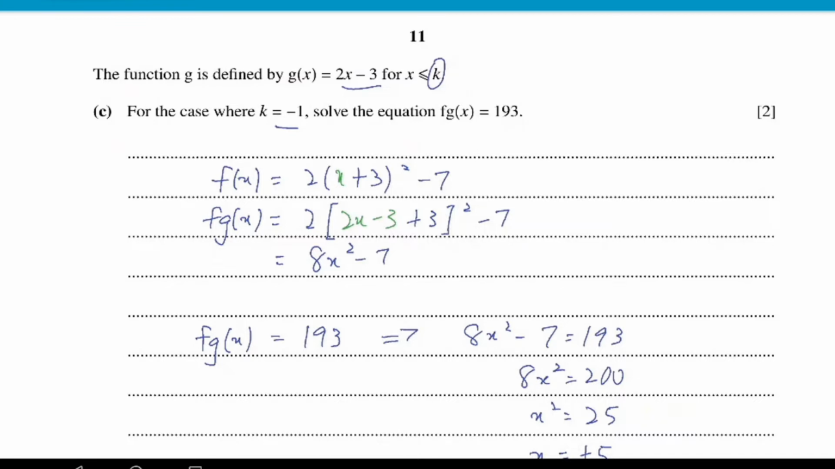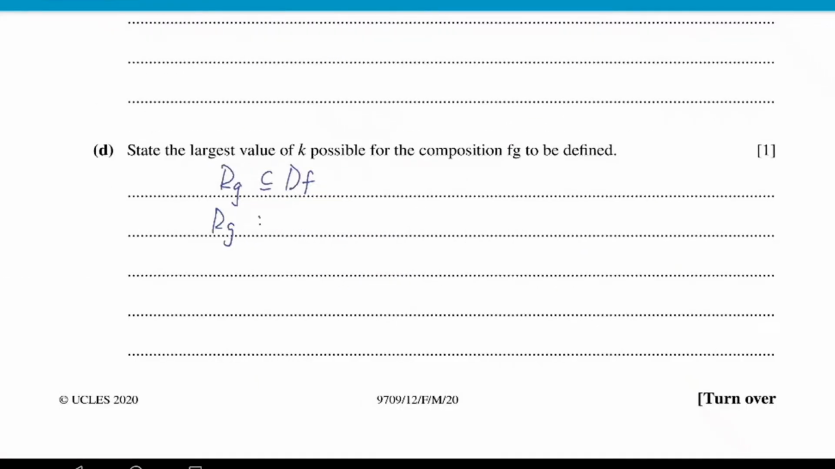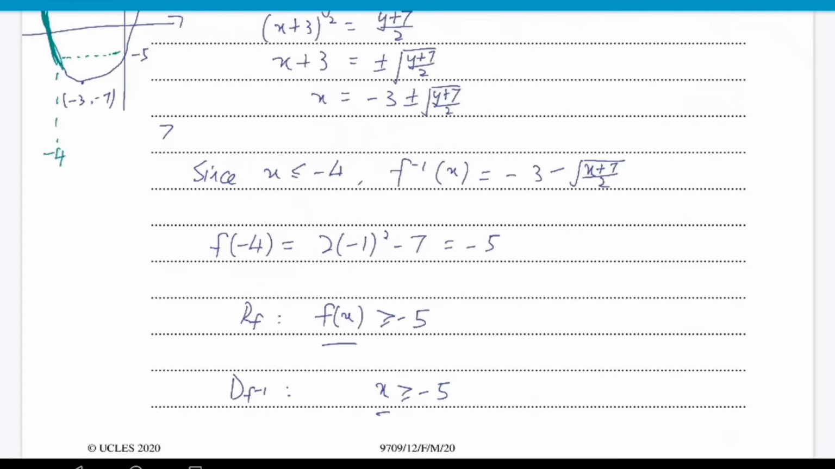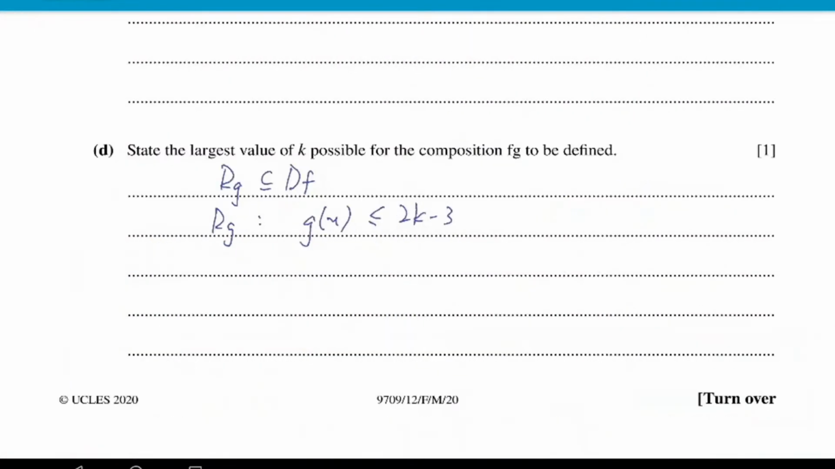So we need to have the 2k minus 3 within the domain of, let me just write that. The range of the g, gx, must be less than or equal to 2k minus 3. This range has to fit into the domain of the f. The domain of the f given earlier is less than or equal to -4. So it means that 2k minus 3 has to fit in less than or equal to -4. So 2k minus 3 must be less than or equal to -4.